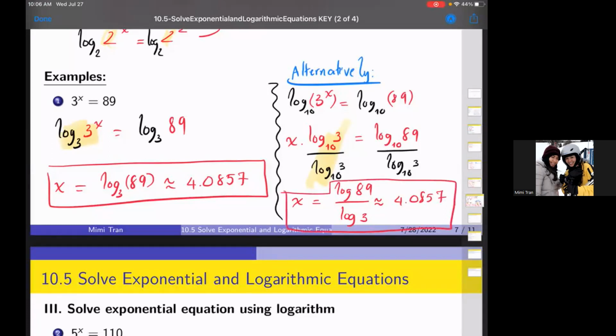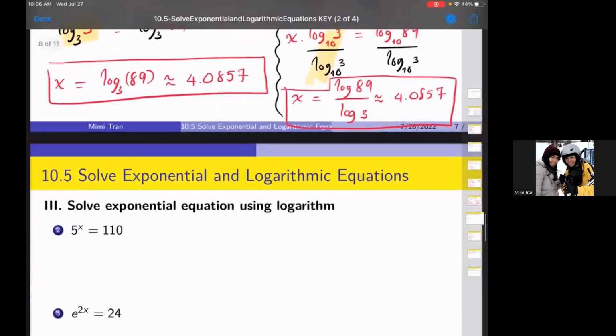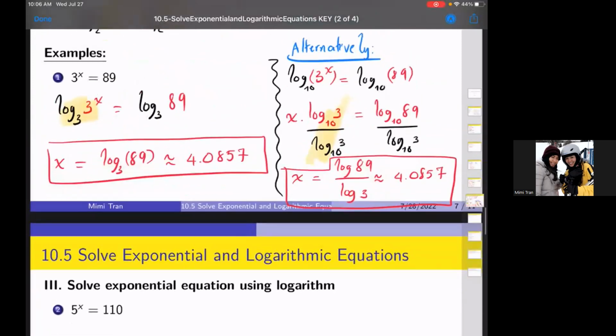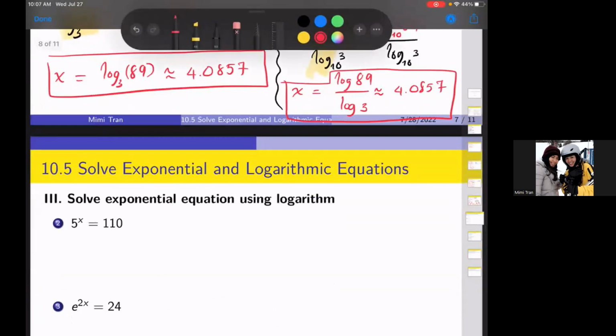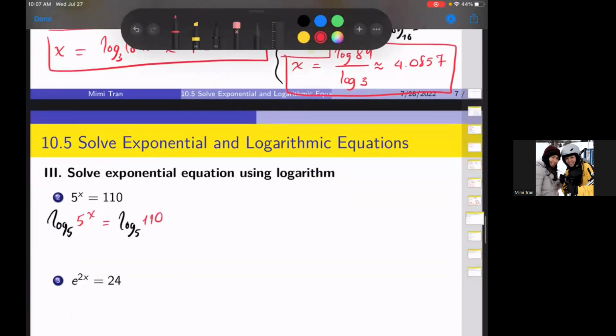We're almost done. Maybe number two and then we're done. I'm going to use the first method, okay? Just because. So what do you add to both sides? Yeah, log base 5, thank you. So 5 to the x equals 110, and then we cancel. So now x equals log base 5 of 110.